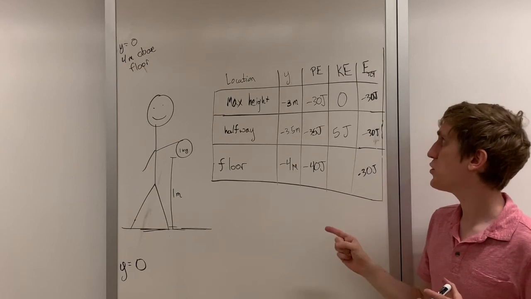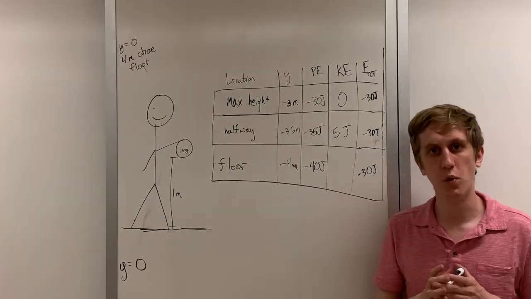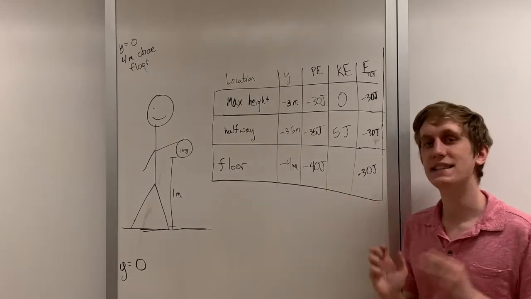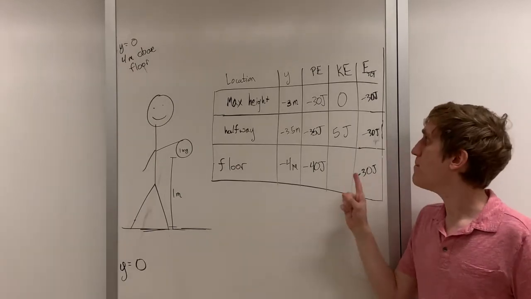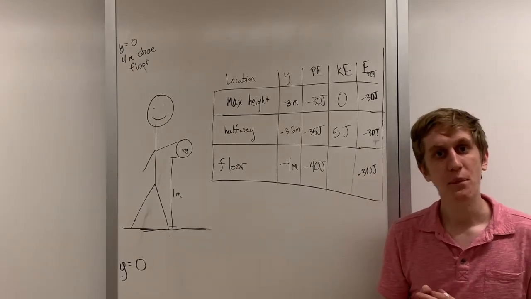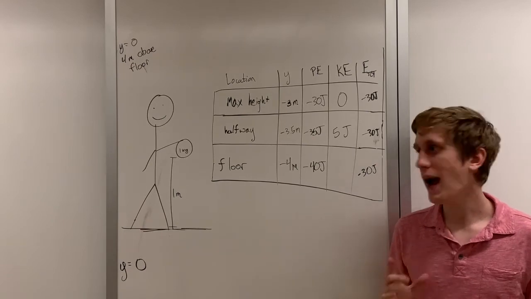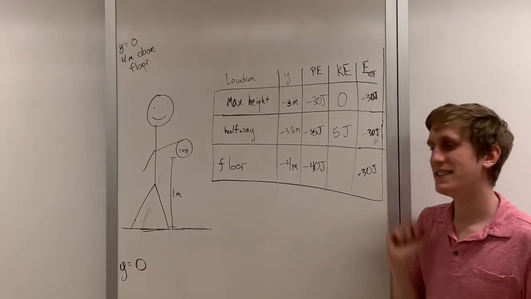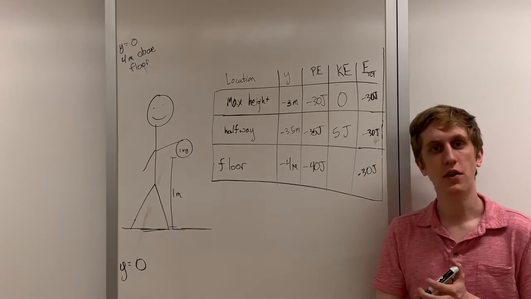So if the gravitational potential energy is -40 joules and the total energy is -30 joules, what must the kinetic energy be? If you said 10 joules, you were right. -40 joules plus 10 joules equals -30 joules.